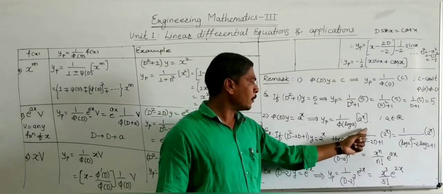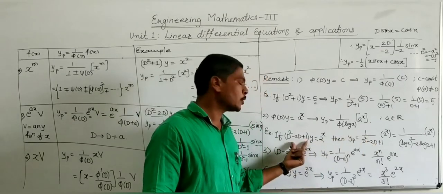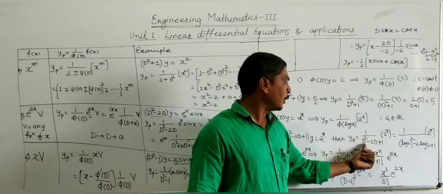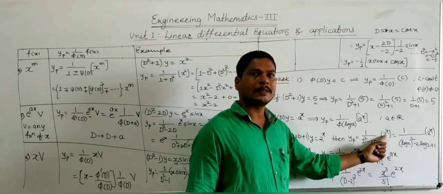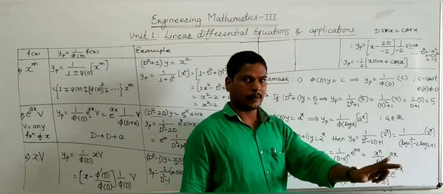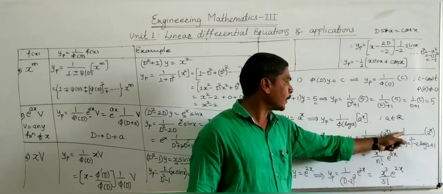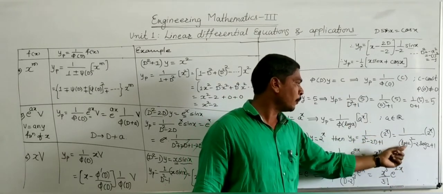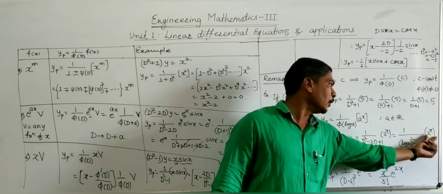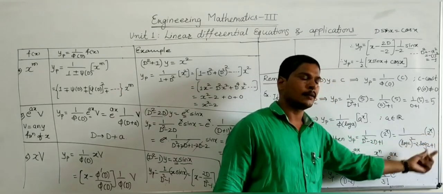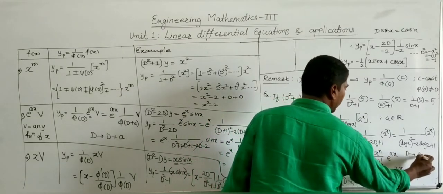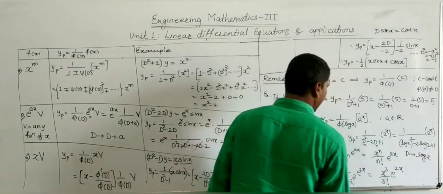So in that case, yp becomes 1 upon D square minus 2D plus 1, that means this polynomial of D, into this function 2 raised to x as it is, and now replace D by log of this constant 2, which is in the base. And here the power must be x only. Okay, power must be x only. In that case, replace D by log 2, we get 1 upon log 2 square minus 2 log 2 plus constant 1 as it is, into this function 2 raised to x. Replace D everywhere by log 2 in this example.